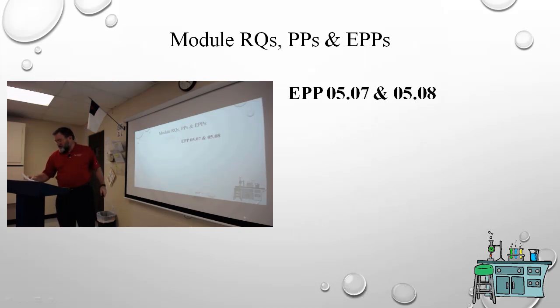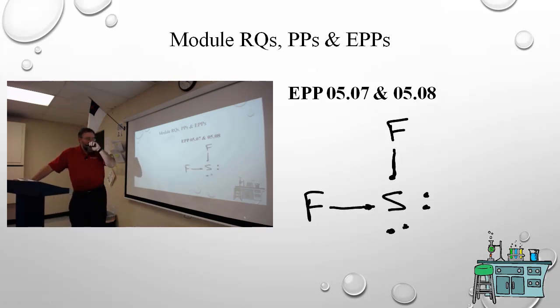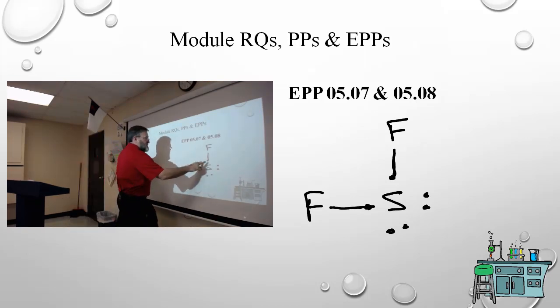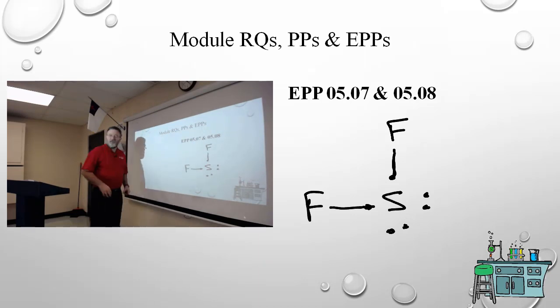Next, number 7 is an SF2 molecule. Fluorine is a column 7 element, right? It's only looking for 1 more. So 1 bond will satisfy the fluorines. Sulfur is column 6. So it's like an oxygen. Okay? So it's just like oxygen. It has 6. It needs 2. It has 2 fluorine. They each need 1, so that forms our bonds.